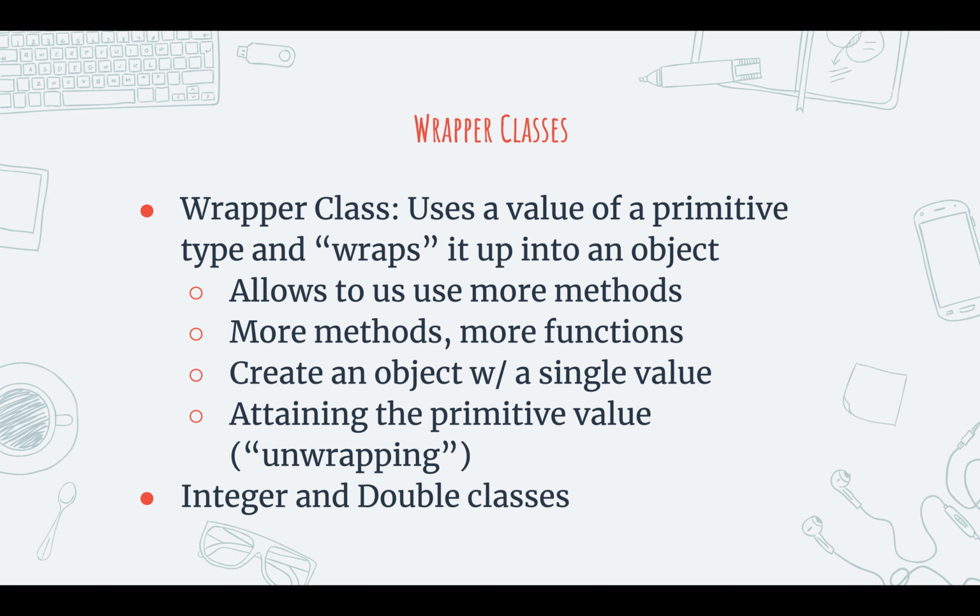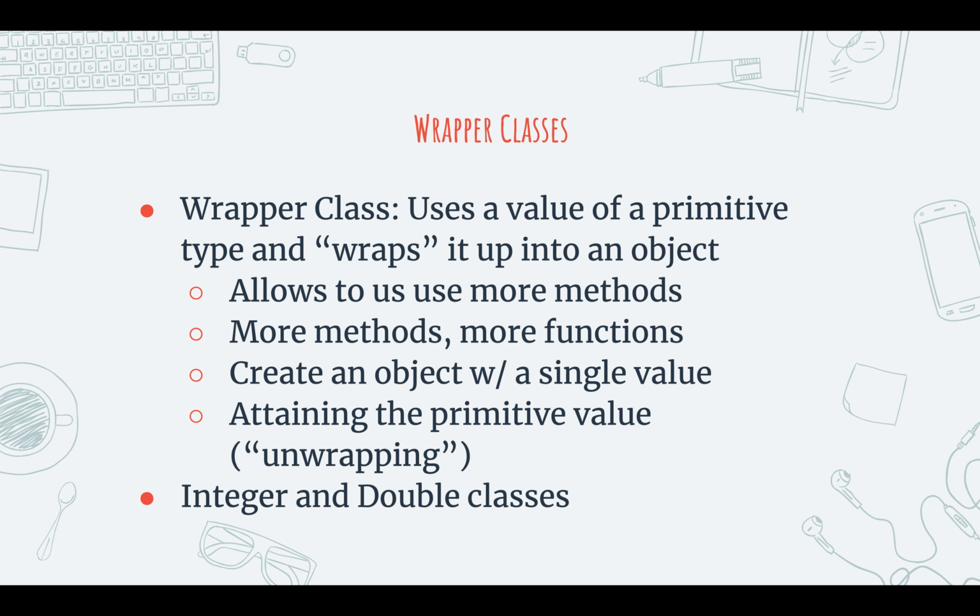However, maybe it would be useful to have an equals method, or a toString method with an integer or double. So this is where wrapper classes come in. What we do with wrapper classes is that we use a value of a primitive type and then we wrap it up into an object. So we're basically converting an integer primitive type into an Integer object.